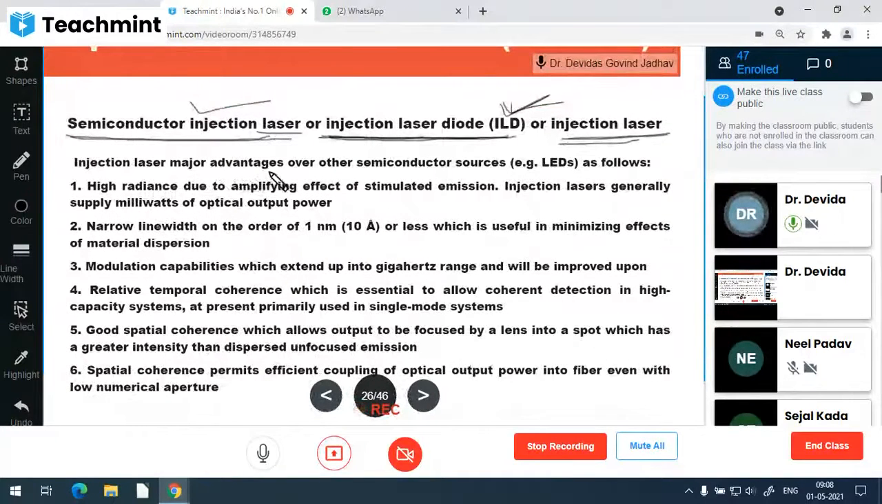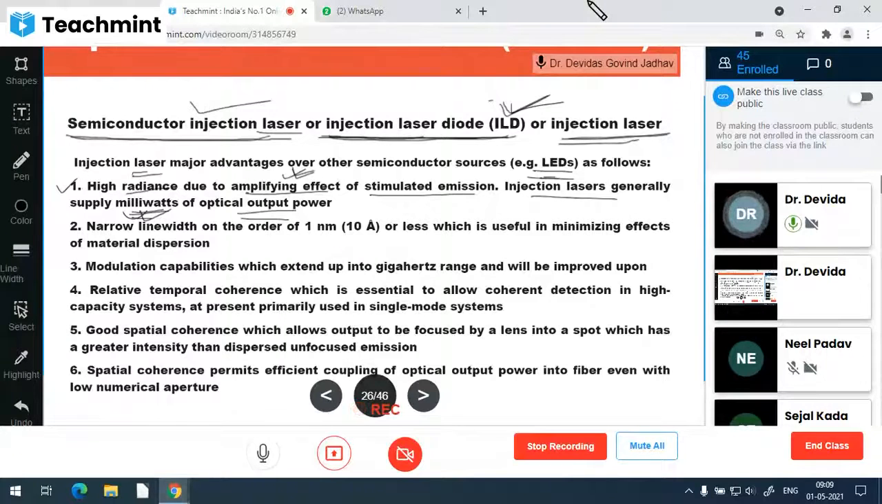So injection lasers have major advantages over other semiconductor sources. The other sources are the LEDs. Two types of sources are used in communication: one is laser, the other is LEDs. So lasers have some advantages over LEDs. What are those? First, high radiance is there due to the amplifying effect. LED does not have an amplifying effect. So laser has high radiance due to the amplifying effect of stimulated emission. Injection lasers generally supply milliwatts of optical output power. A few milliwatts of optical output power is possible with the laser.